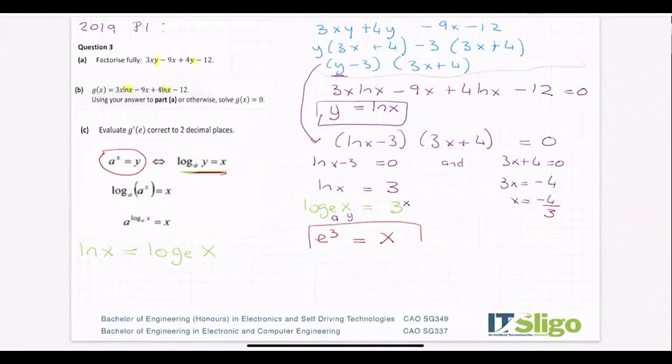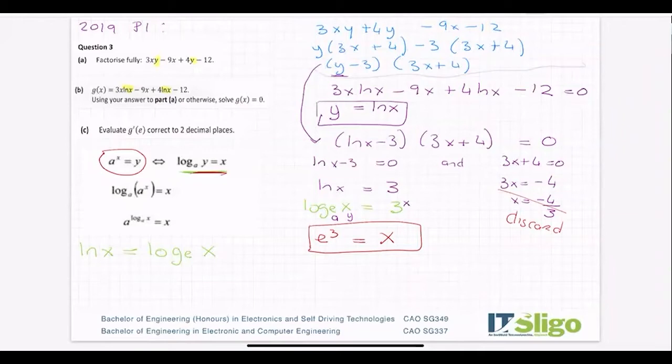So that's it solved. x is equal to e to the power of 3. Okay, you discard this one because you cannot get the log of a negative number. Okay, so that's not a solution to this one.